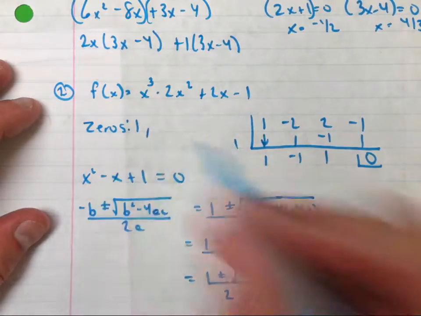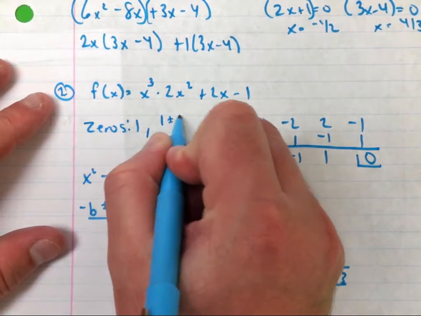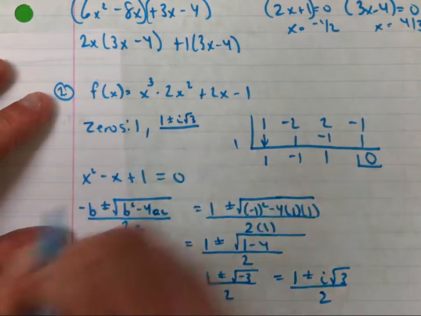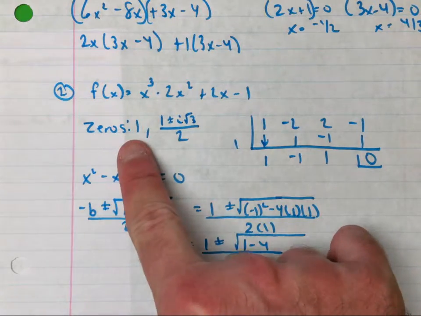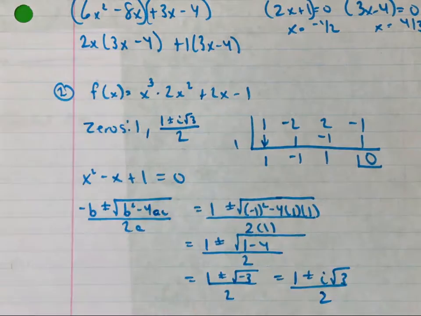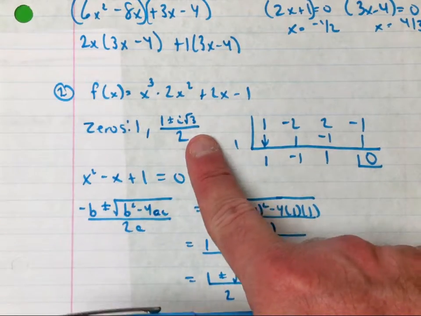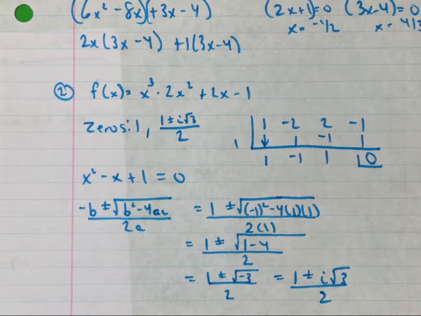So I'm going to go back to my list. 1 plus or minus i square root of 3 over 2. So I have 3 zeros. 1, 2, 3. 1 real, 2 complex. Together, that equals 3.